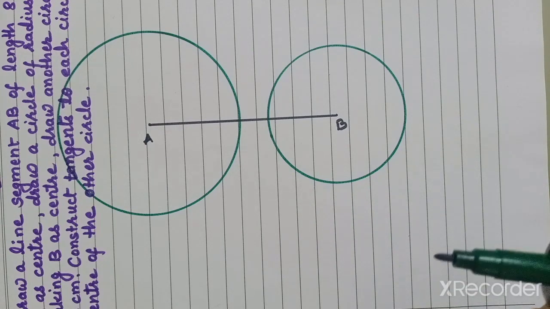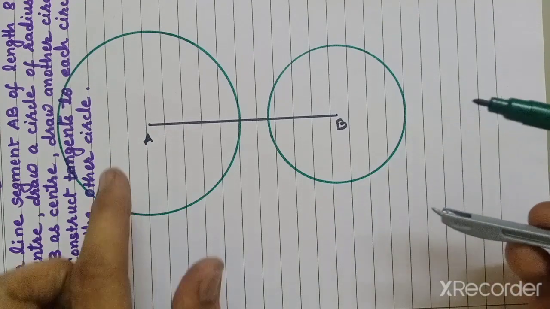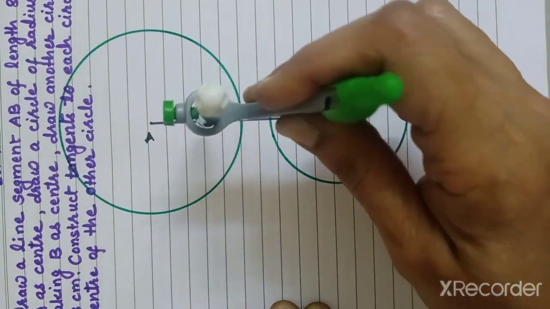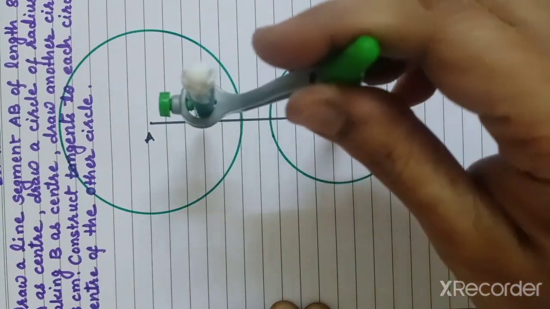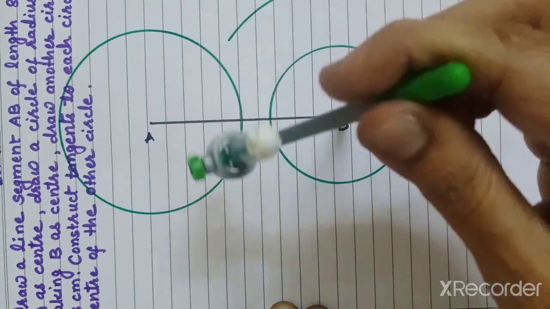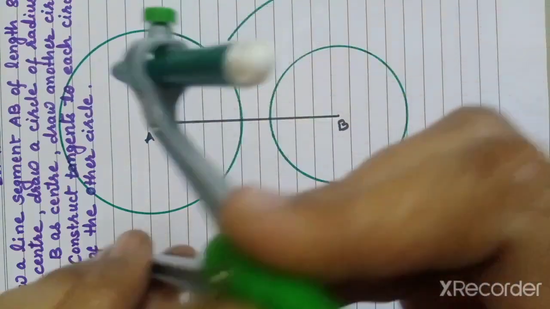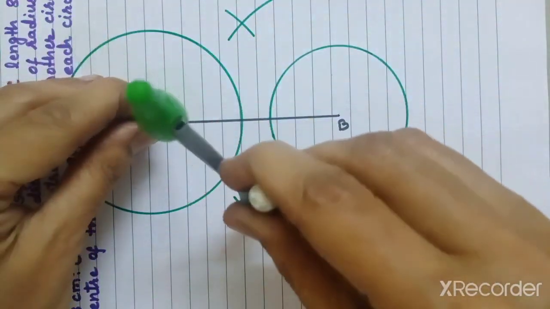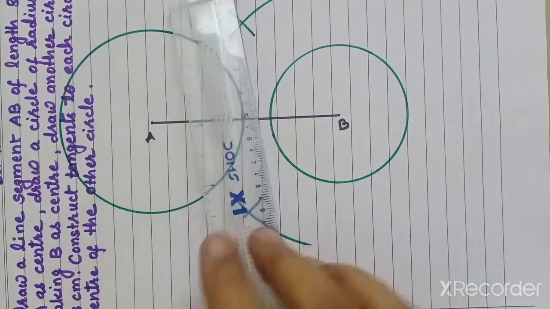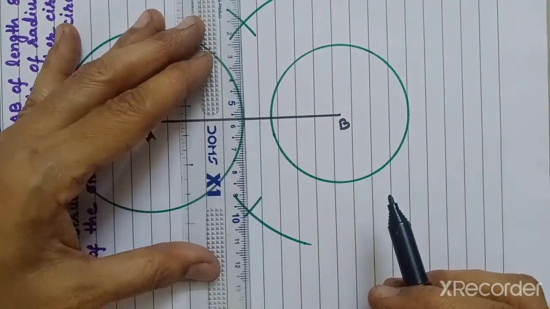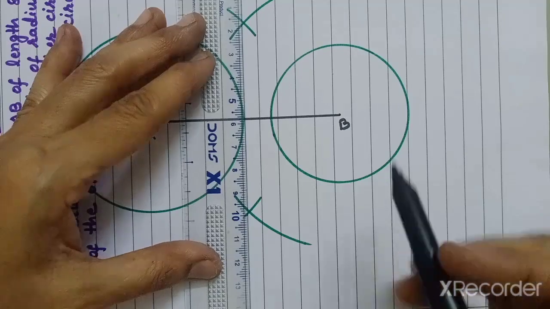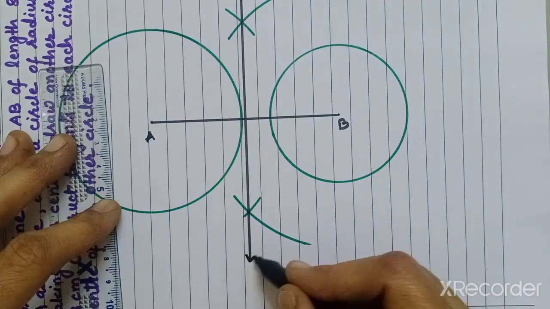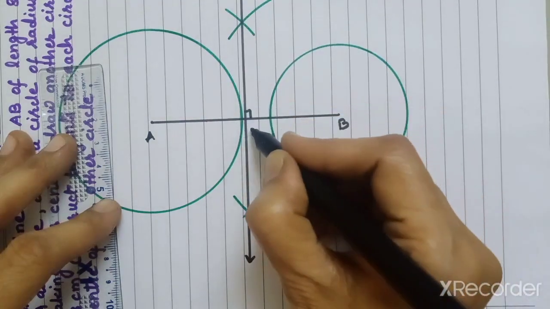Yes. So for that, first of all, we join the center with that exterior point, which is already joined. So we will just draw the perpendicular bisector of this segment AB. For that we take more than half. Draw arc. Similarly with A as a center, draw arcs. Join these intersecting arcs to get a perpendicular bisector line. So this is the perpendicular bisector of segment AB.